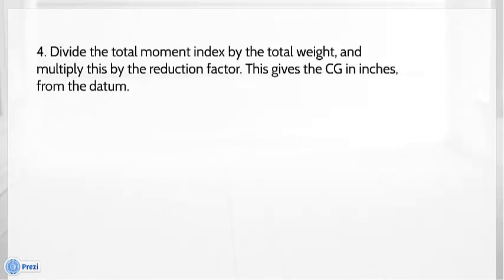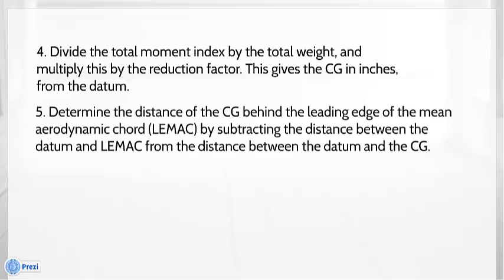Step 4. Determine the CG by dividing the total moment index by the total weight and multiplying this by the reduction factor. This gives the CG in inches from the datum. Step 5. Determine the distance of the CG behind the leading edge of the mean aerodynamic chord by subtracting the distance between the datum and the LEMAC from the distance between the datum and the CG.